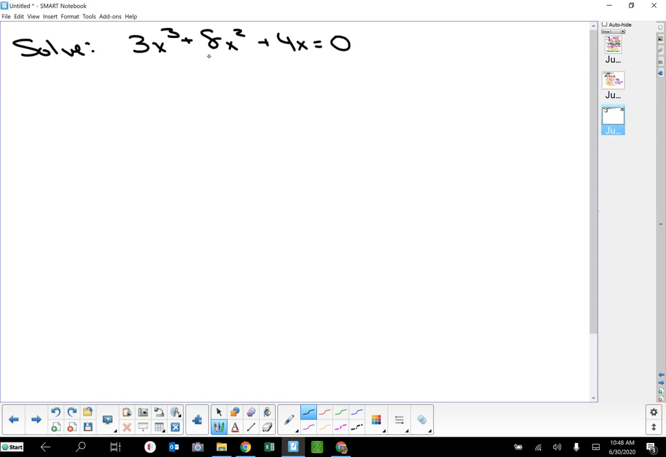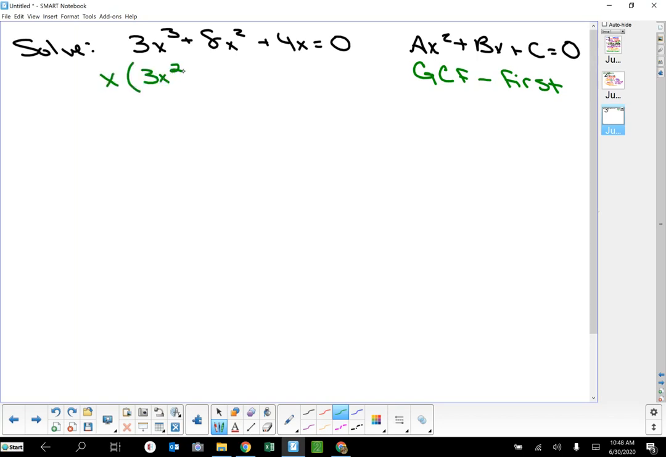Well, this one, it's not in quadratic form because your factors or your exponents don't match up, right? However, you can take a GCF out of this first and need to. Anytime you can take a GCF out, you have to. So we can take an x out as a GCF. That leaves us 3x squared plus 8x plus 4 equals 0.